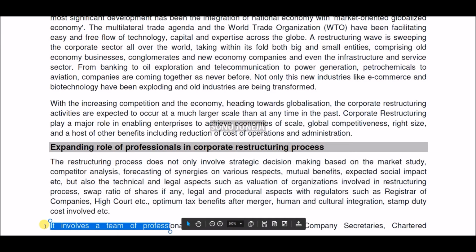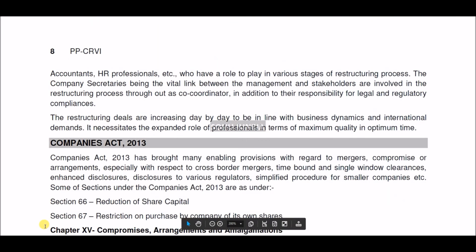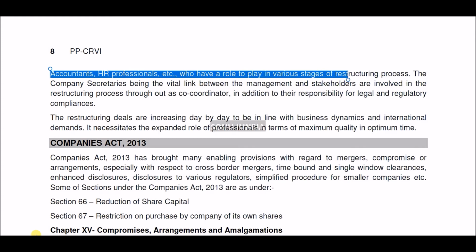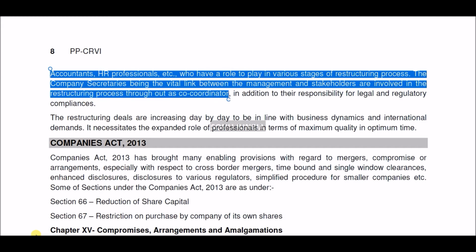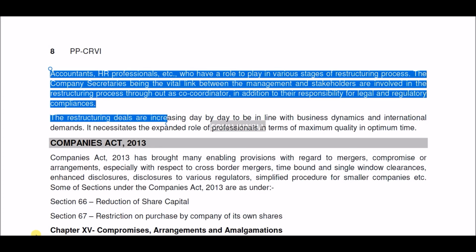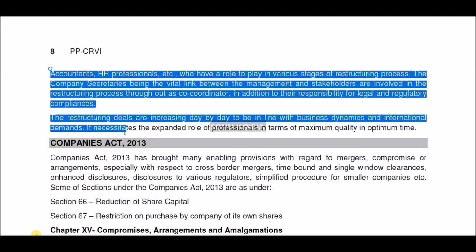Now it involves a team of professional experts like company secretaries, chartered accountants, cost accountants, HR professionals, etc., who have a role to play in various strategies of the restructuring process. The company secretaries, being the vital link between the management and the stakeholders, are involved in the restructuring process throughout as a coordinator, in addition to their responsibility for legal and regulatory compliances, something company secretaries are famous for. Now, the restructuring deals are increasing day by day, so it's a requirement now. With the business dynamics and the international demands, the necessities, the expanded role of professionals is needed in terms of maximum quality and optimum time.